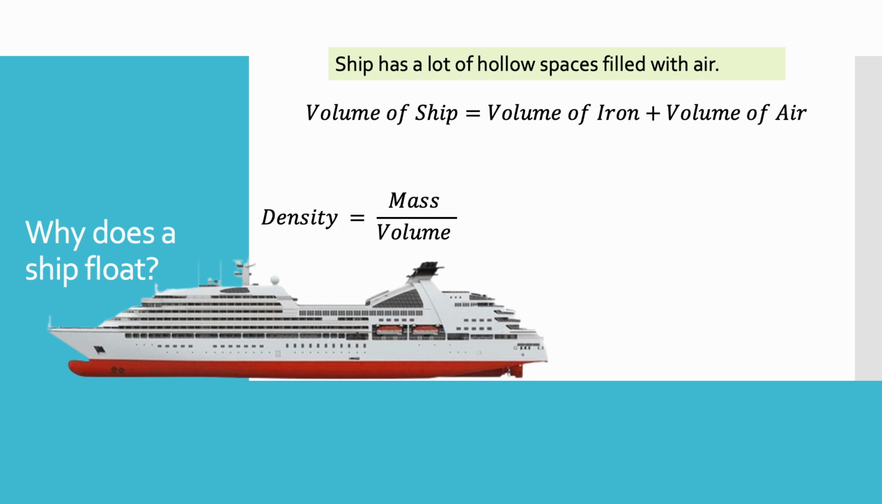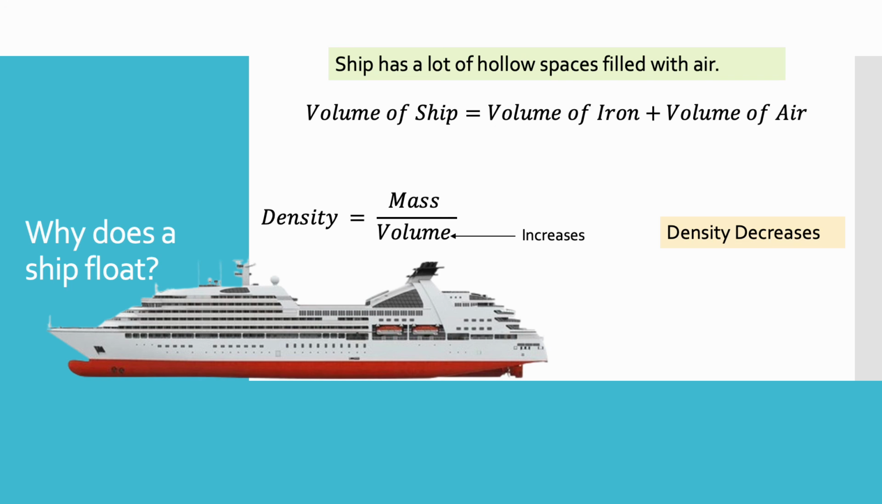Density is equal to mass divided by volume. Because the ship has a very large volume, the volume of the iron plus the volume of air, the overall density decreases. Yes, the overall density of the ship is less. Even though it's made of iron, the average density of the entire ship becomes less than the density of water, and that's why the ship floats.